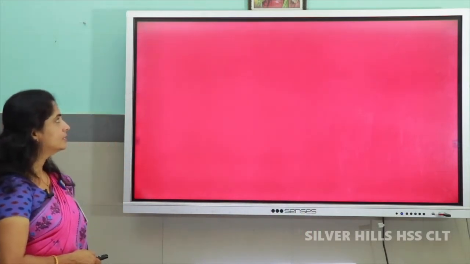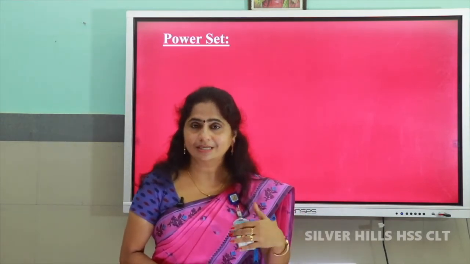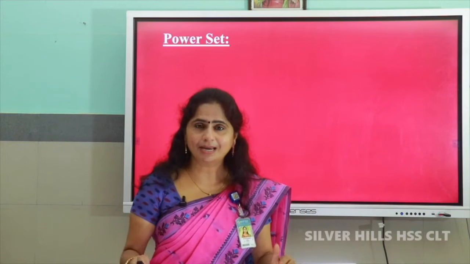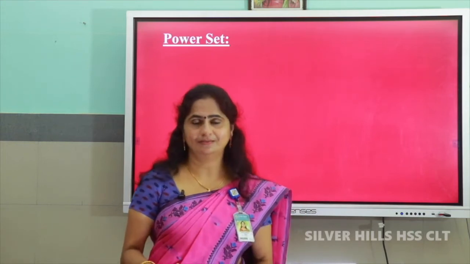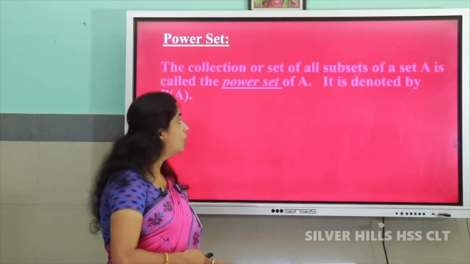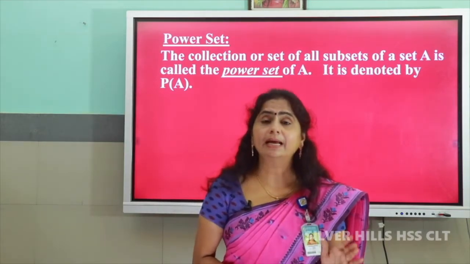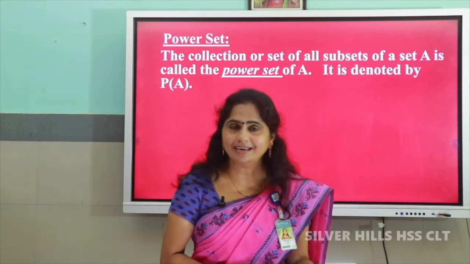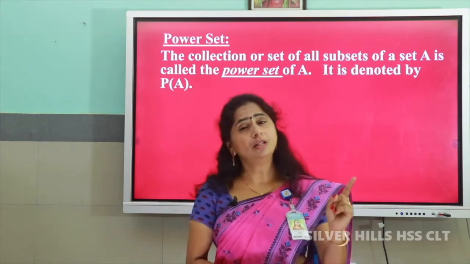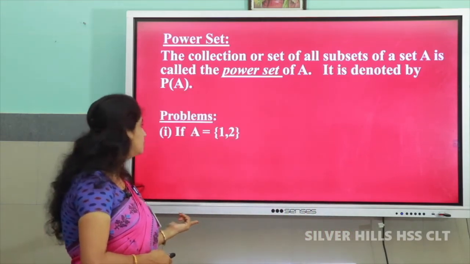Okay. Next, we will move on to the power set. So, in the last 4 problems, we discussed the subsets of a set. If all these subsets are enclosed within braces, we call that a power set. Therefore, the power set can be defined as the collection or the set of all subsets of a set A, and it is denoted by capital P of A. Once again, I will say it. The power set is defined as the collection or set of all the subsets of A, which is denoted by capital P of A.